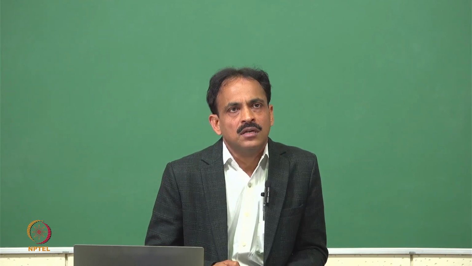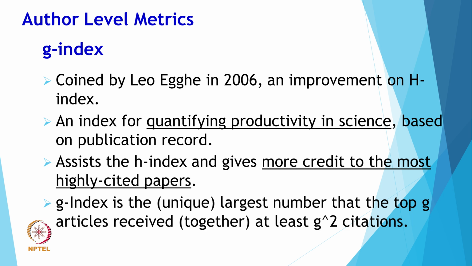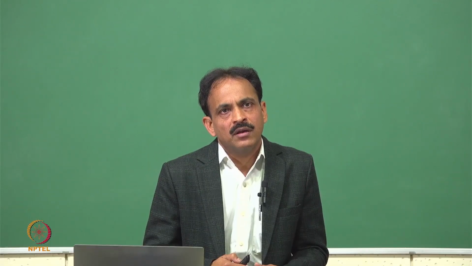Now G-index is another author level metric. G-index was coined by Leo Egghe in 2006, which is an improvement of the H-index. It is an index quantifying productivity in science based on the publication record. G-index complements the H-index and gives more credit to the most highly cited papers. G-index is the unique largest number such that the top G articles receive together at least G squared citations. G-index is calculated by ranking a set of articles in decreasing order of the number of citations they receive.